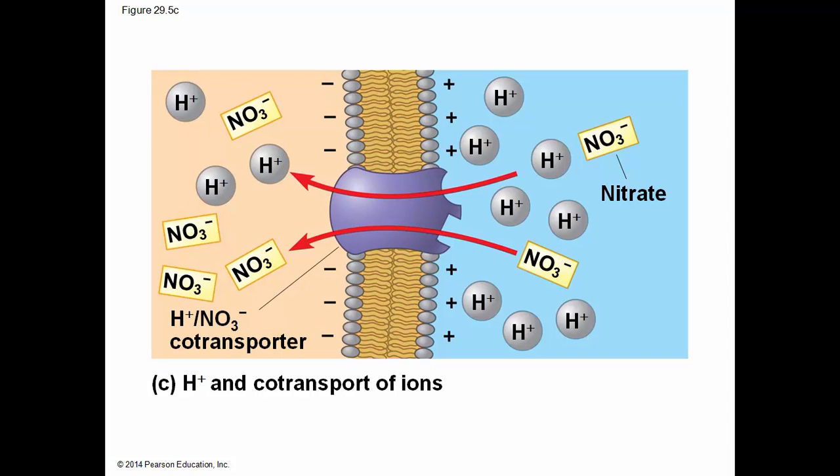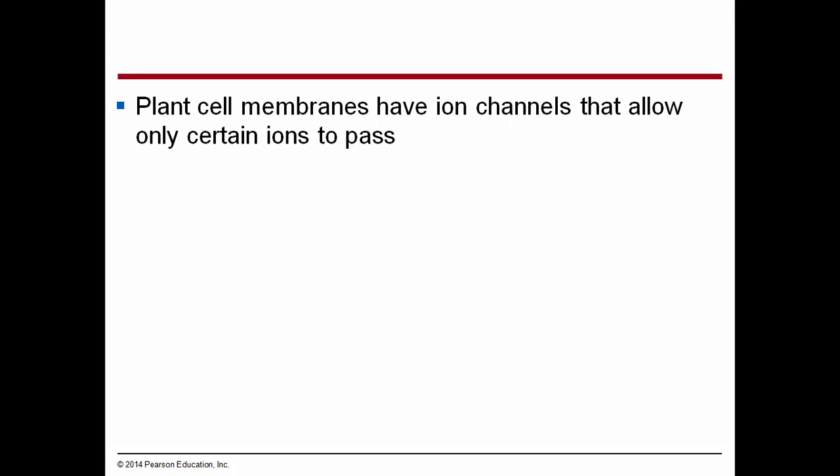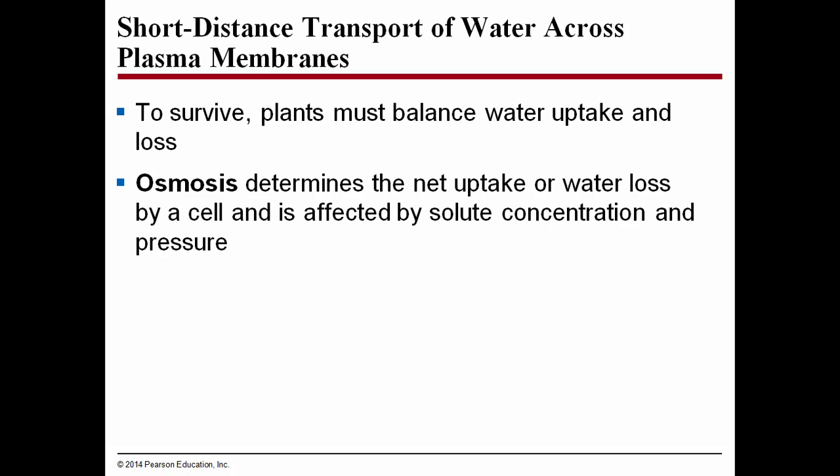Okay, here's the potassium ion channel. Plant cells use the energy of hydrogen gradients to co-transport other solutes by active transport. Plant cell membranes have ion channels that allow only certain ions to pass. Short distance transport of water across plasma membranes. To survive, plants must balance water uptake and loss.